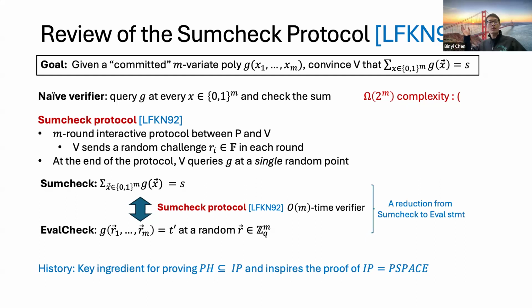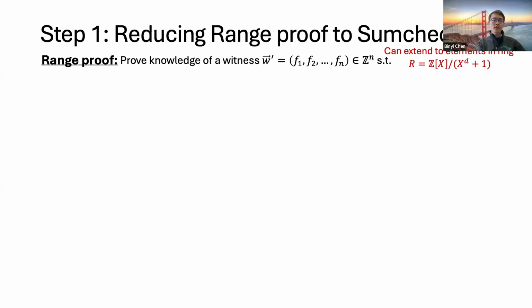Which is a reduction from the sumcheck statements to some random evaluation statements for the same polynomial. And this is the only thing that you have to remember in order to understand the following slides. So now let's get back to our questions about this range proof protocol. And let's get back to this first step where you want to rephrase these statements into sumcheck statements.